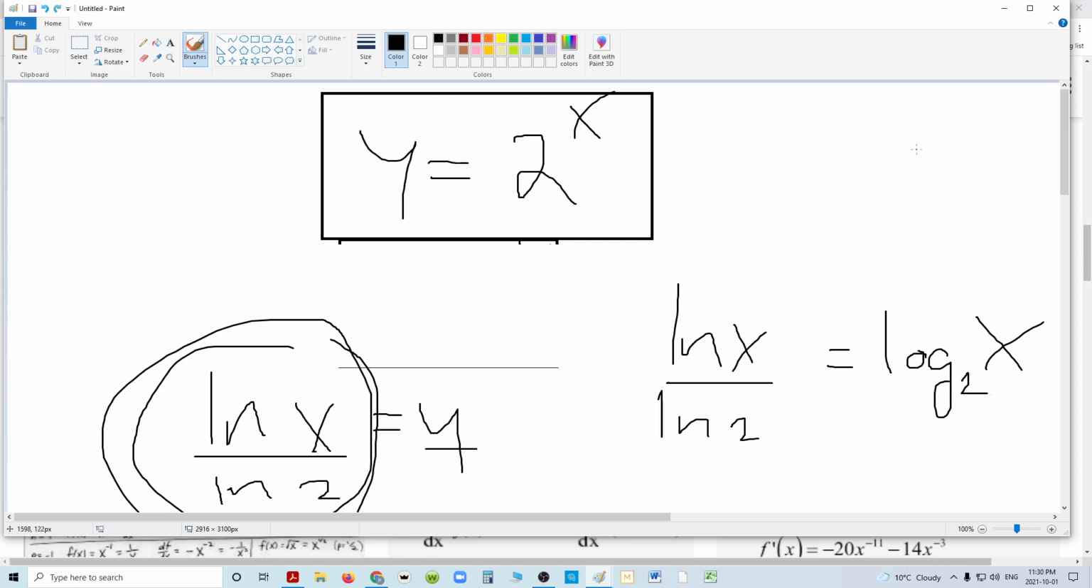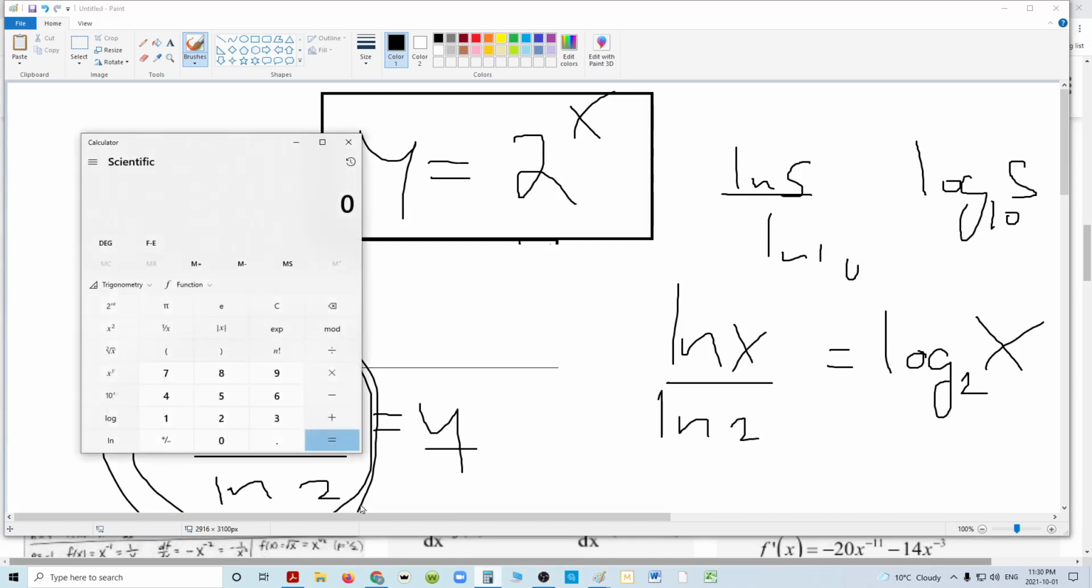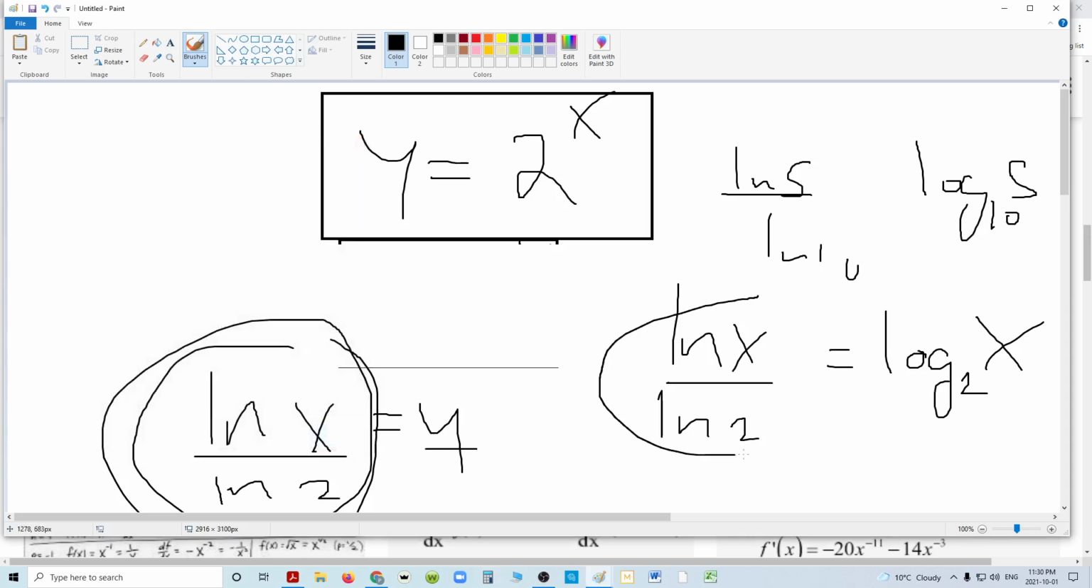So I'm going to just write it up here: log base 10 of 5. And we're going to see if it's the same as ln of 5 divided by ln of 10. I don't have to do the base 10 because all logs are just base 10. I just click on log and I get 0.6989. Then I take the ln of 5 and divide it by the ln of 10, and click equals, and I get the same number. So this is a universal rule.